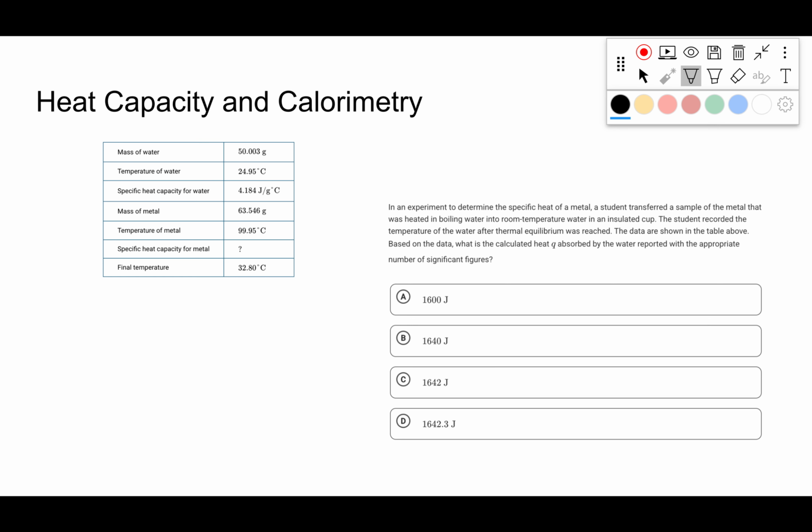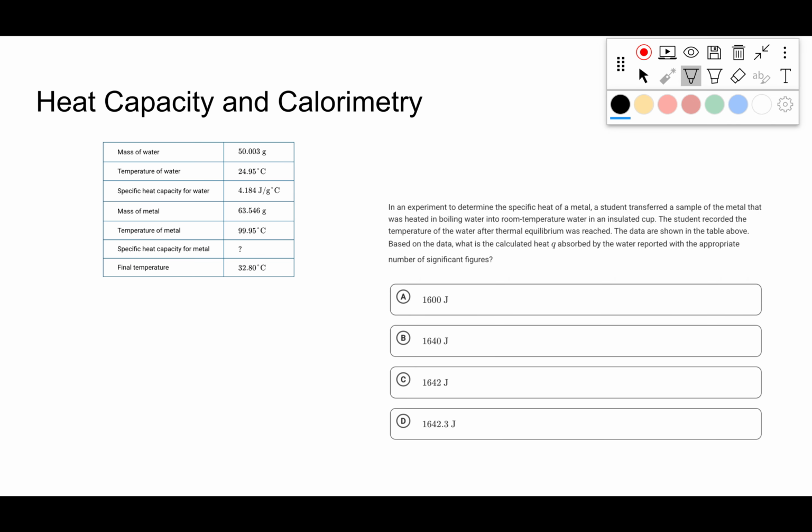The insulated cup hopefully stops energy from being shared with the surroundings. And so the student recorded the temperature of the water after thermal equilibrium was reached, which I've talked about in a previous video. Thermal equilibrium is once they have transferred their energy and reached that same final temperature. The data are shown in the table above. Based on the data, what is the calculated heat Q absorbed by the water reported with the appropriate number of significant figures? Now you have to be careful because the question is asking about the water.